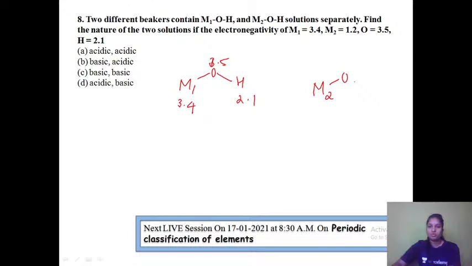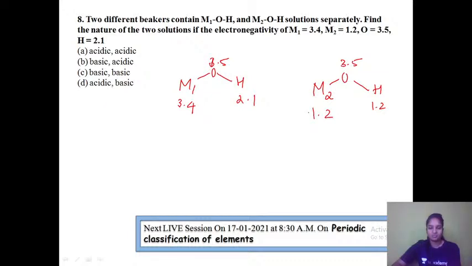For M2OH, the metal is 1.2, then oxygen is 3.5, then hydrogen is 2.1. So oxygen is more electronegative. This element is more electronegative, and this metal is less electronegative.